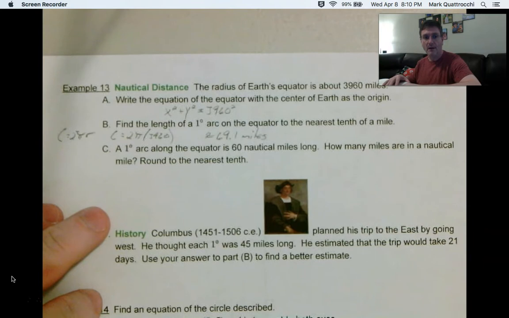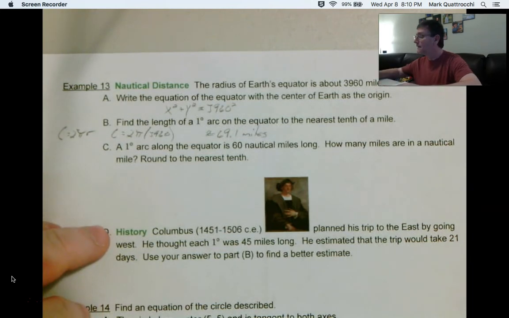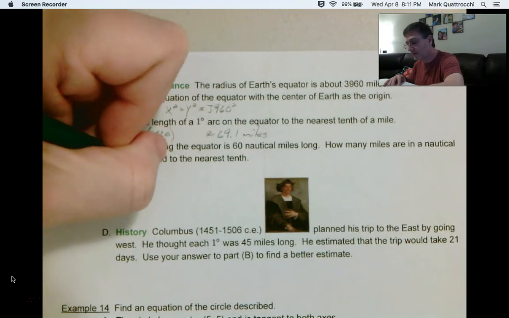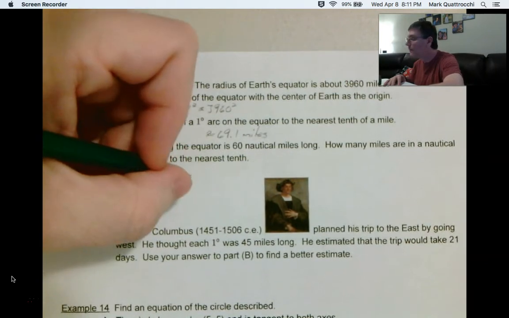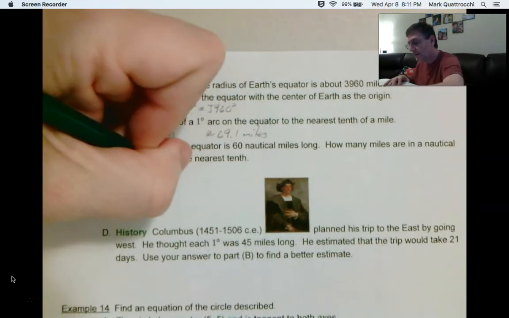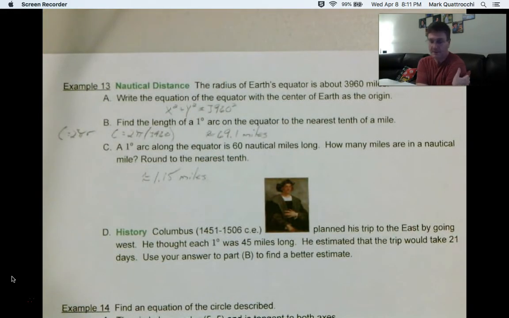A 1 degree arc along the equator is 60 nautical miles long. So how many miles are in a nautical mile? So we take our 69.1, divide that by 60. And we get approximately 1.15, or 1.2 miles in a nautical mile, approximately.